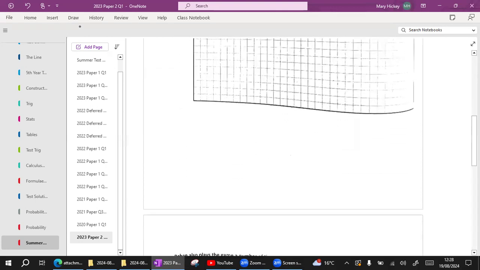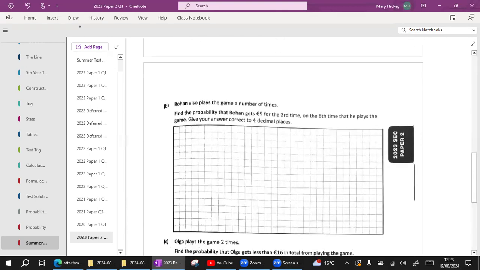Okay, the next question. Rowan also plays the game a number of times. Find the probability that Rowan gets €9 for the 3rd time on the 8th time that he plays the game. Okay, we better read that again. So the probability that Rowan gets €9 for the 3rd time. So in other words, he's gotten it twice already. So what is the probability he gets €9 for the 3rd time on the 8th time that he plays?